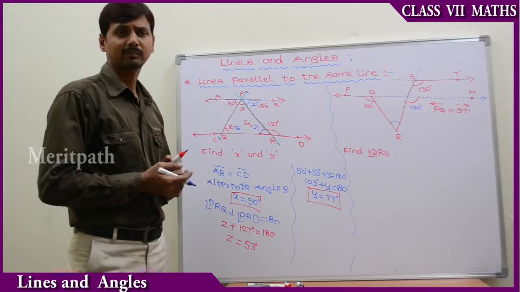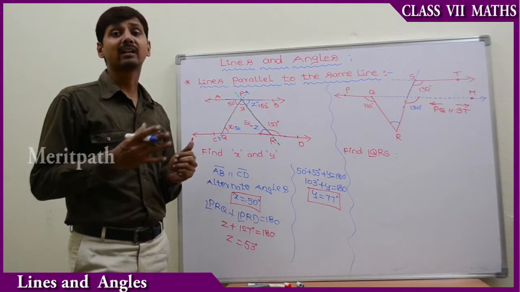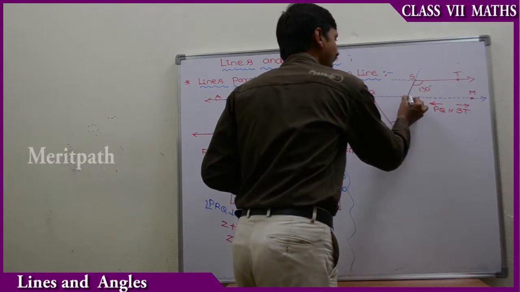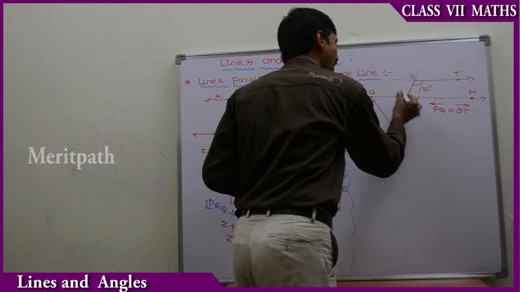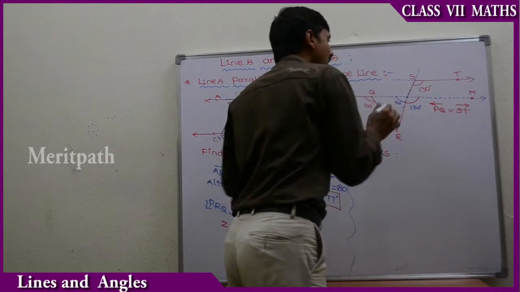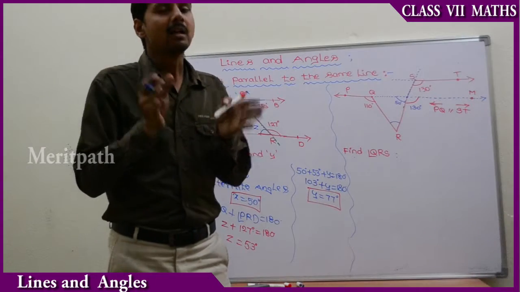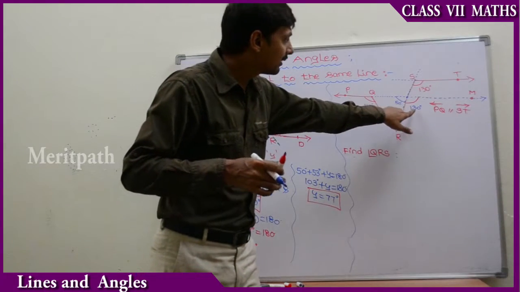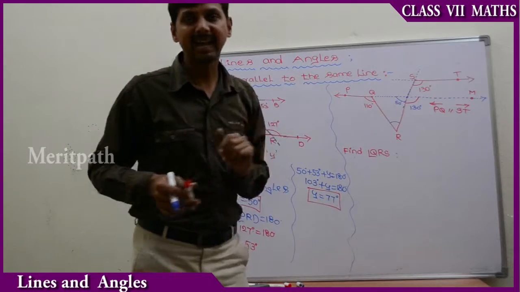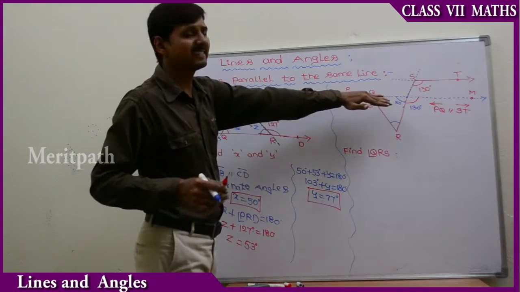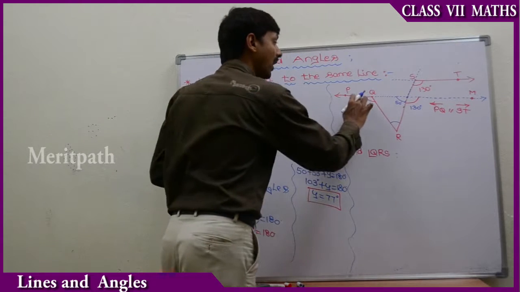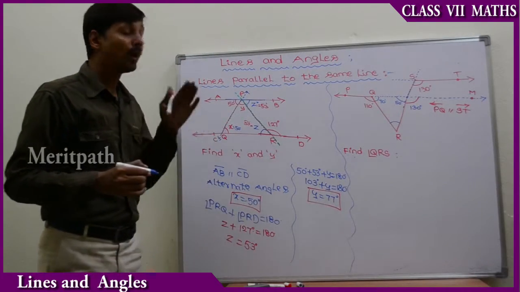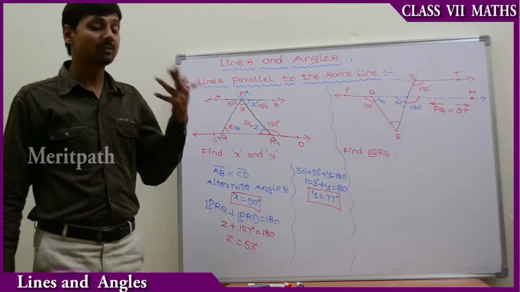As we know, for a linear pair, the sum of two angles is 180 degrees. Observe this: this is 130 degrees, and on the same straight line the other becomes 50 degrees. On a straight line, the sum of the two angles of a linear pair is 180 degrees. That is the reason 130 plus 50 gives 180 degrees. Similarly, 110 plus 70 is 180 degrees.